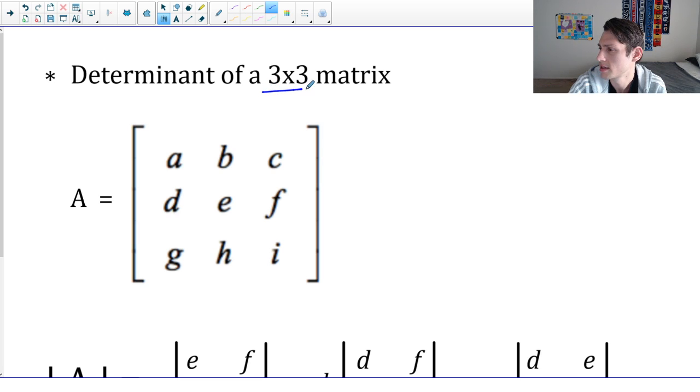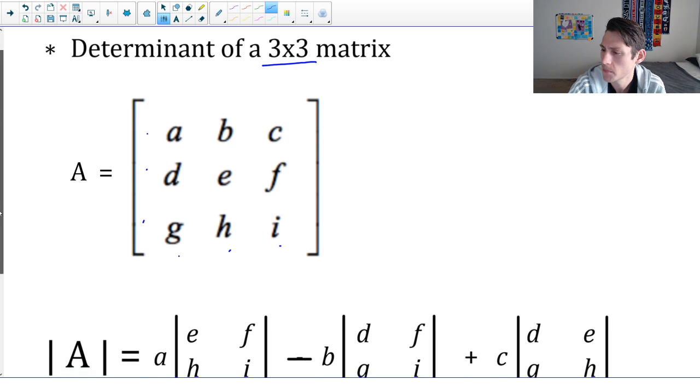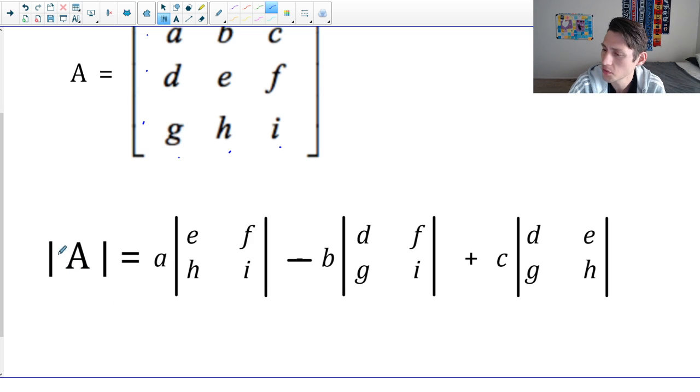But now let's find the determinant of a 3x3. All right, now it's a little bit different, a little bit more complicated, unfortunately. Okay, so let's say we have a matrix A. Here's our 3x3. Right, 3 rows, 3 columns. Okay, and so here's the formula. So remember, these bars just mean determinant. So determinant of A equals all this.